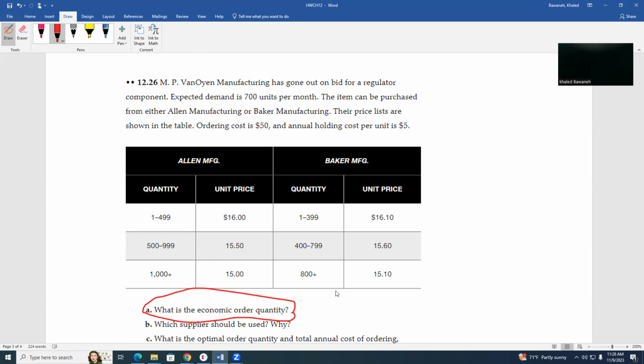So we have to multiply 700 by 12 to get the year. Because it's given that the capital D is the annual. Annual means year. What is given is per month, so you need to multiply the 700 by 12. That's going to be D. And you need to use this equation to find the EOQ.